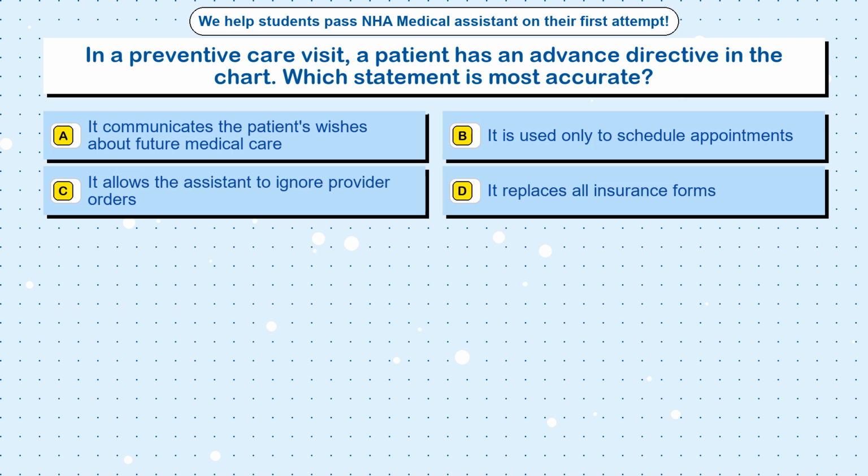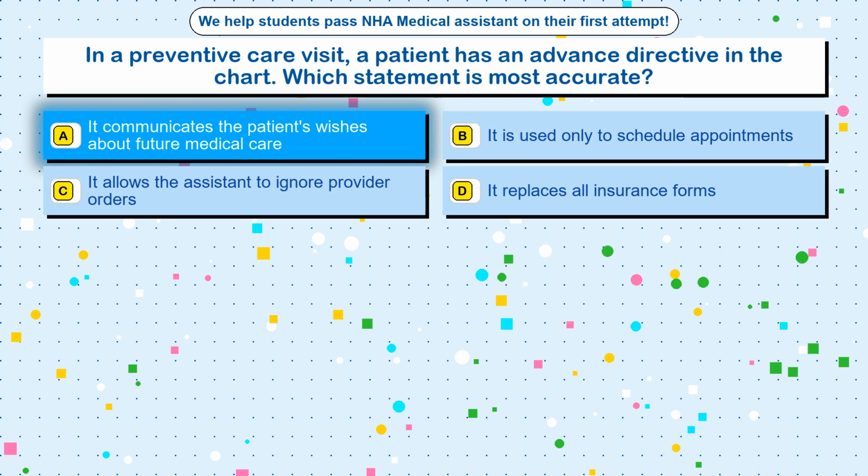Question 82. In a preventive care visit, a patient has an advance directive in the chart. Which statement is most accurate? Option A. It communicates the patient's wishes about future medical care. Option B. It is used only to schedule appointments. Option C. It allows the assistant to ignore provider orders. Option D. It replaces all insurance forms. The correct answer is option A. It communicates the patient's wishes about future medical care.